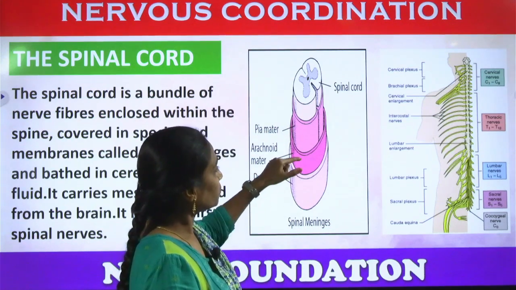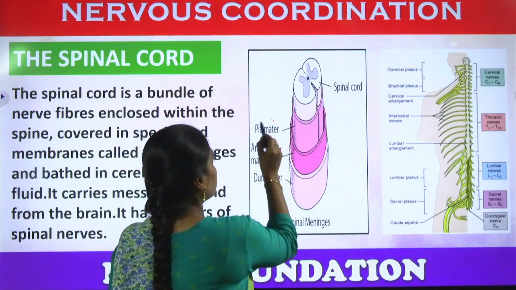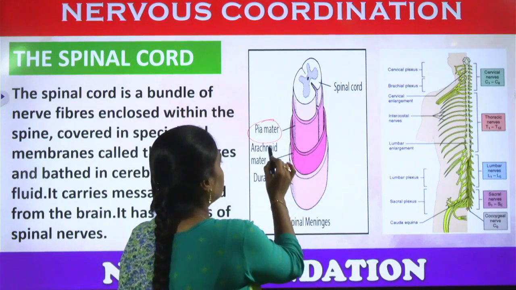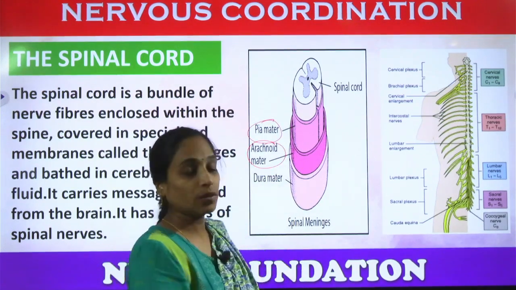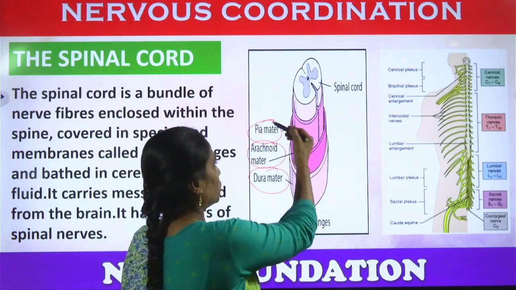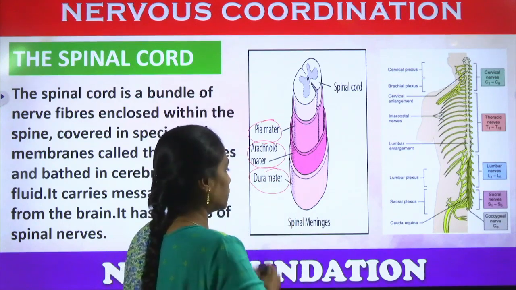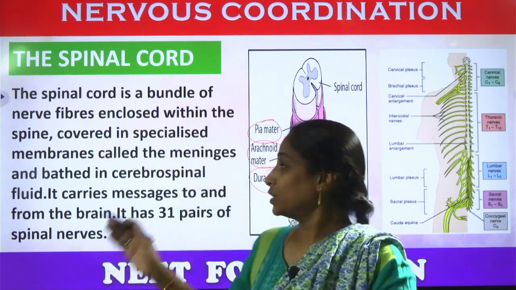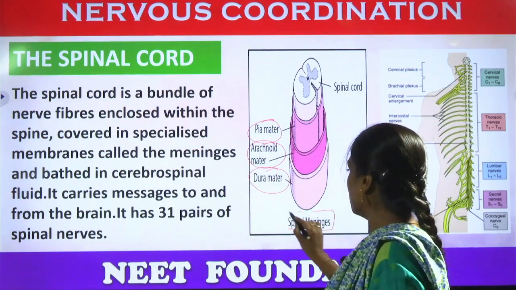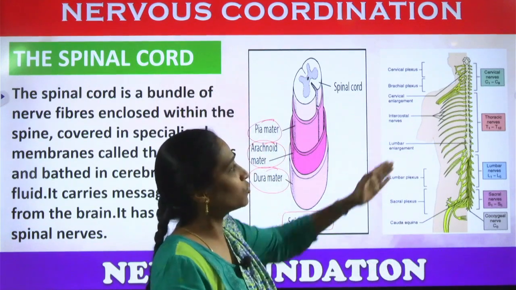Of these three membranes, the inner one is the pia mater, the middle one is the arachnoid matter, and the outer one is the dura mater. The meninges covering the spinal cord are called spinal meninges. Hope you all understood. Now let us see the 31 pairs of nerves.